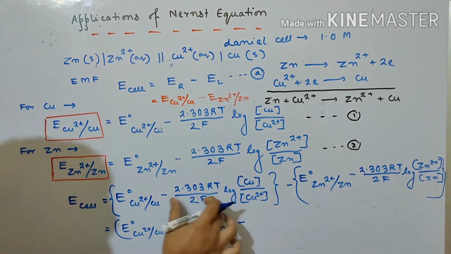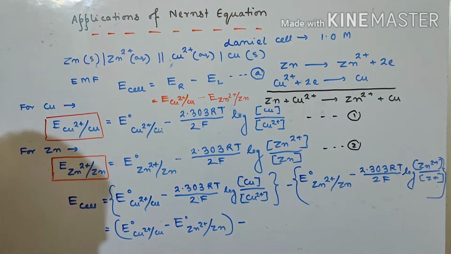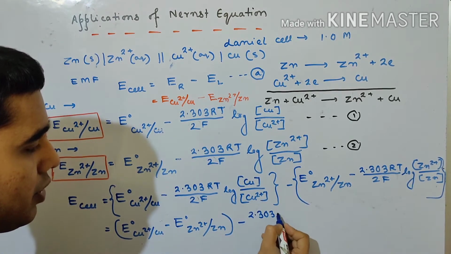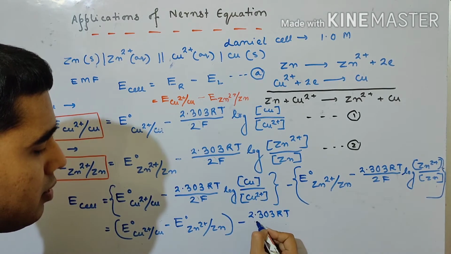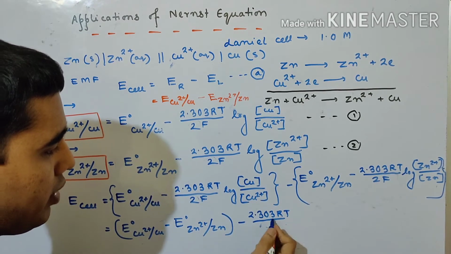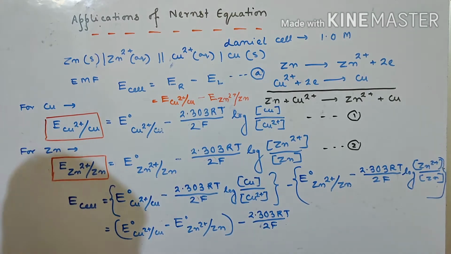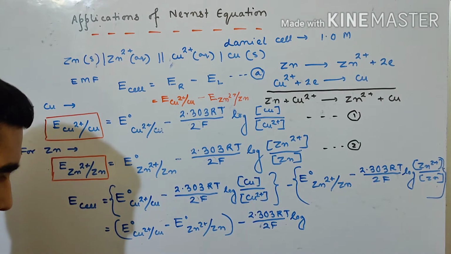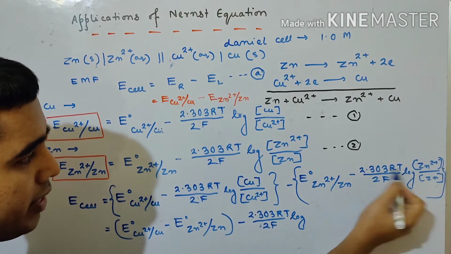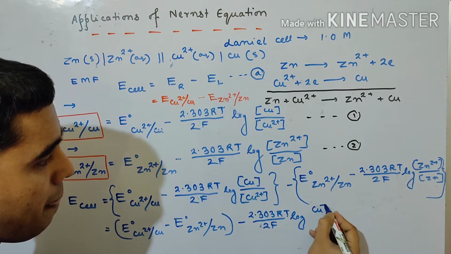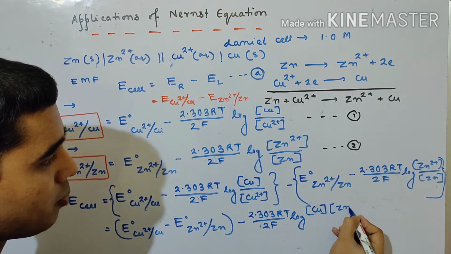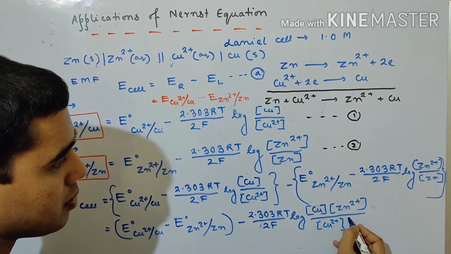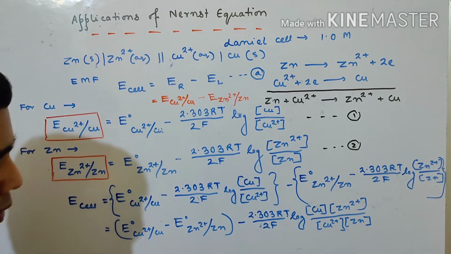Then we know that this is minus and this is minus into minus plus. But if we take minus of 2.303 RT by 2F as common, and if we take the log, and then if we write down this part, Cu, Zn2 plus by Cu2 plus by Zn, this part.